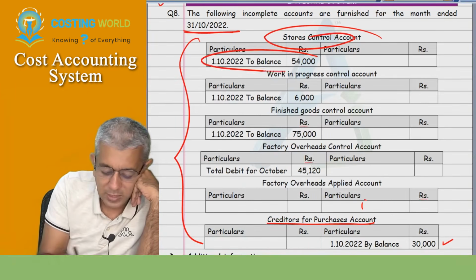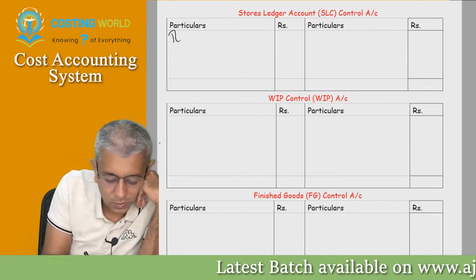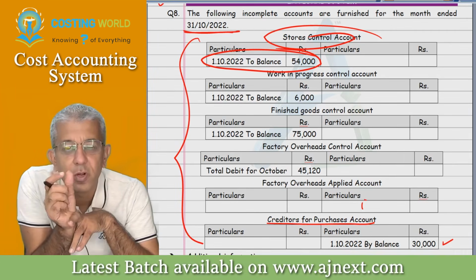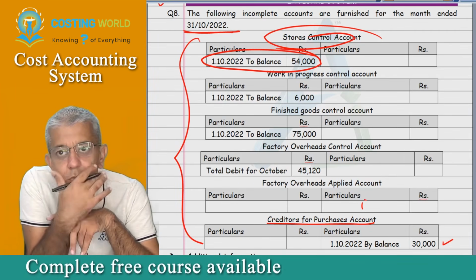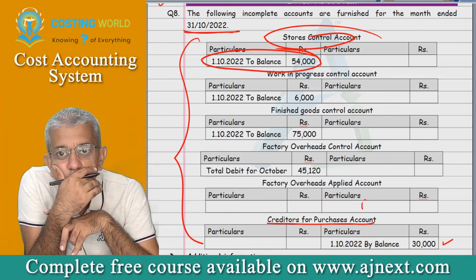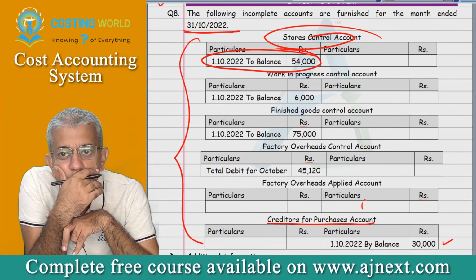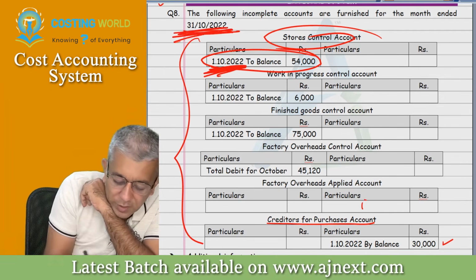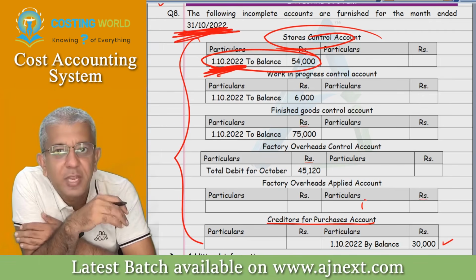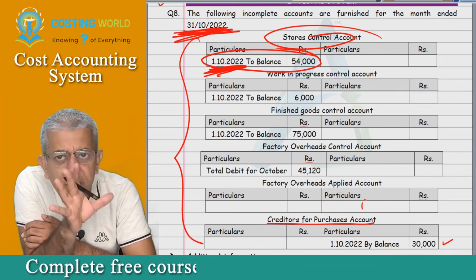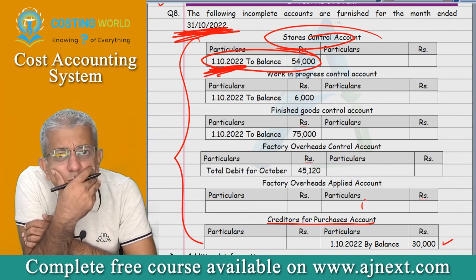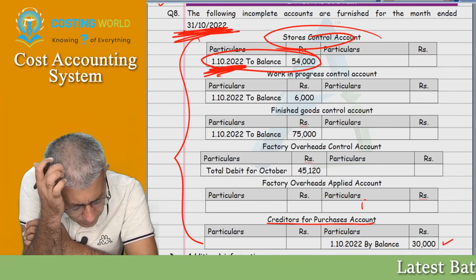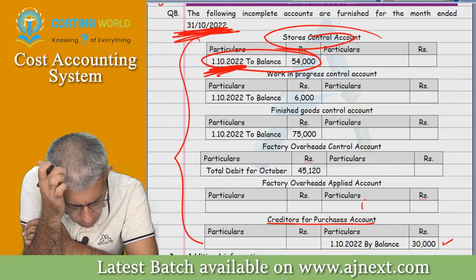Listen, SLC account to balance 54,000. So therefore, this will be our opening stock. Can we say we are trying to make books of accounts for October 2022? Yes, sir. This is the starting date. You have to make books of accounts for the month end date, 31st of 10 2022. So you are making the books of accounts for October 2022. You can put that as a heading, that will be better for you all. Write down books for October 2022.